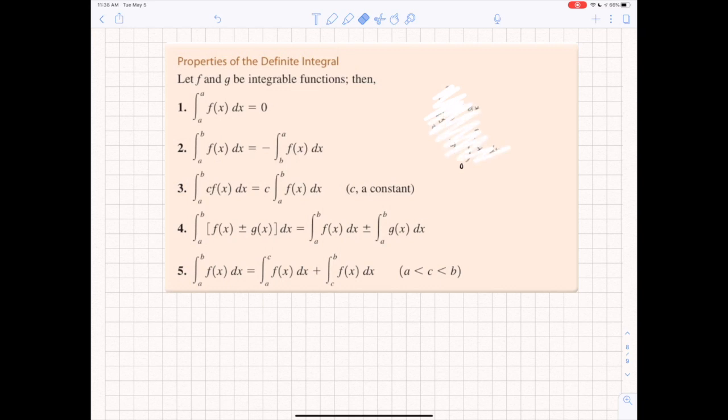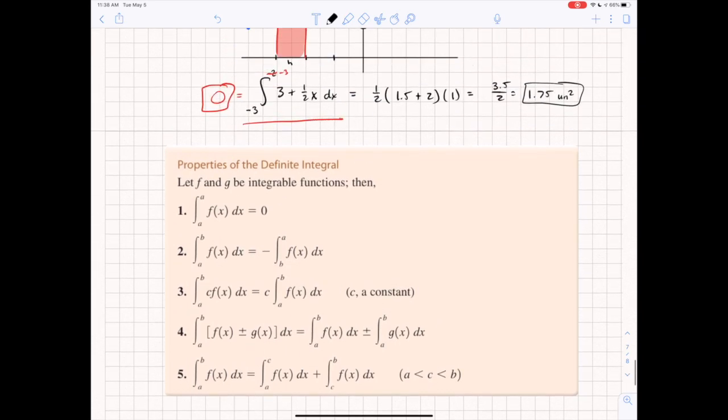Again, similar to derivatives, I can add or subtract on the inside with functions, which means I can actually break it up into two separate integrals. So that means, in the problems that we were looking at beforehand, say, for example, this one right here, we had the integral from -3 to 2 of 3 plus 1/2 x dx. I could actually break this down according to the third and fourth property as the integral from -3 to 2 of just 3 plus the integral from -3 to 2 of 1/2 x.